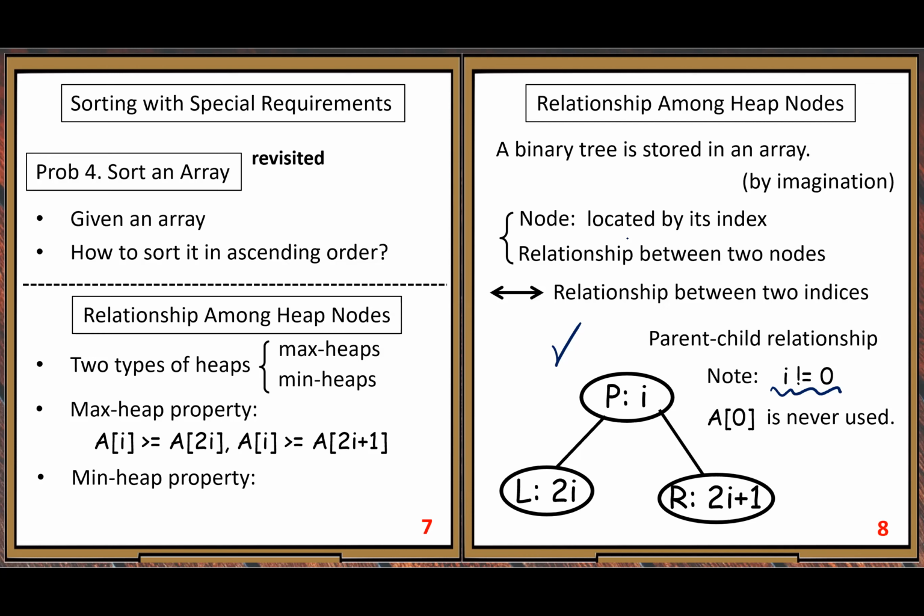Similarly, the min heap property is just the opposite: A of i is less than or equal to A of 2i, and A of i is also less than or equal to A of 2i plus 1. That's the min heap property. Because when we have a property like this, we can organize our data in a special way, and the special way would allow us to do many operations fast: insertion operation, sorting operation, many operations fast.